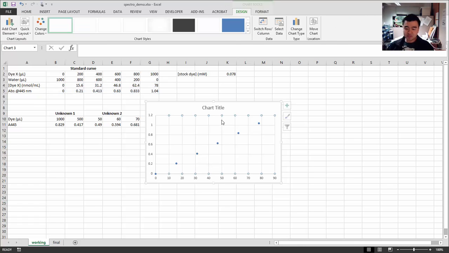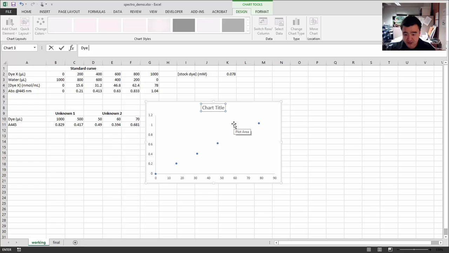So let's format this chart now. First of all, the chart should normally not have any grid lines because they don't really add any value to the chart. And so click on the grid lines and press delete on the keyboard to get rid of them. Then the chart title, let's call this the dye X standard curve.